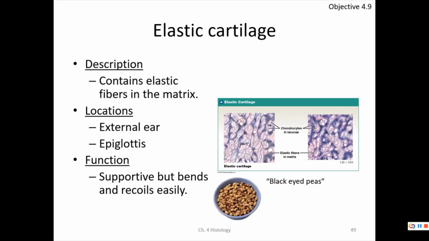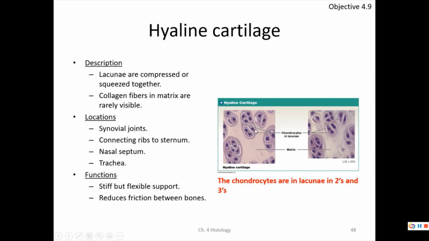Elastic cartilages, they are going to be containing a lot of fibers in their matrix as well, a lot of elastic fibers, and you can see them here. And again, one cell per lacuna, now they may be together, but here in hyaline cartilage you have more than one cell to a lacuna.